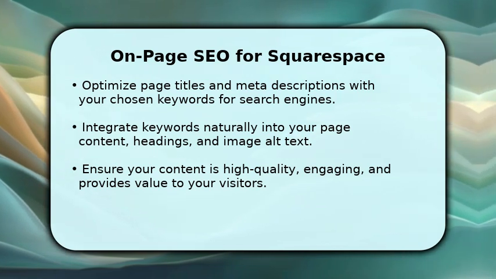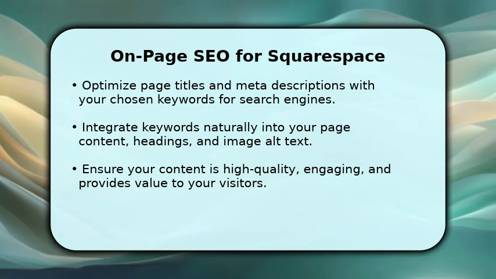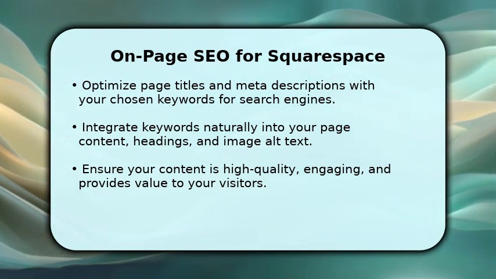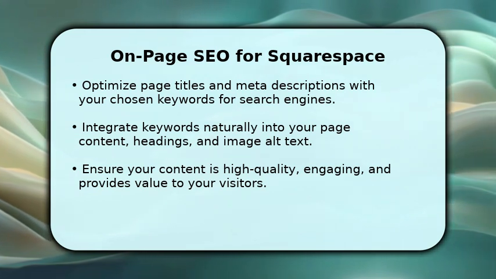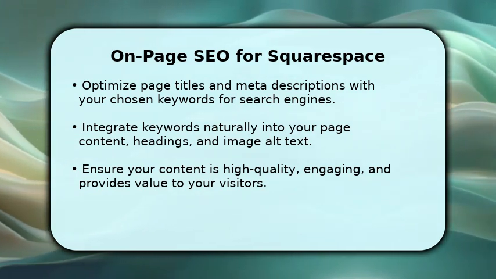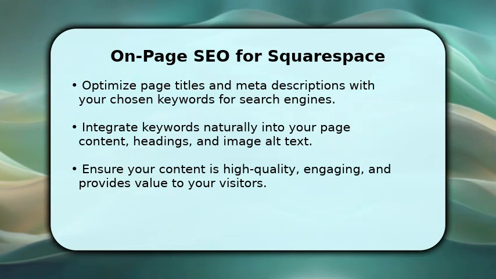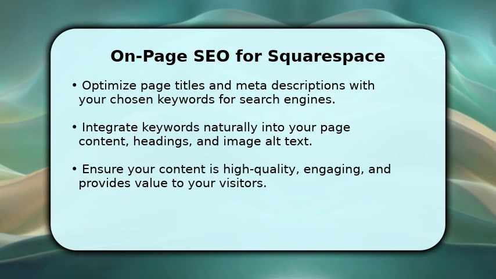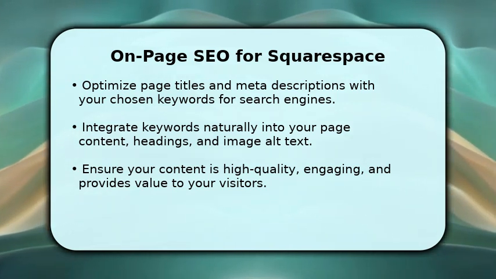Next, we move to on-page optimization, directly impacting how search engines understand your content. Start by crafting compelling page titles and meta descriptions, including your primary keywords. These are the first things people see in search results, so make them count. Within your page, use keywords naturally in headings, body text, and image alt attributes. Remember, the goal is to create valuable, user-friendly content that also signals relevance to search engine algorithms.